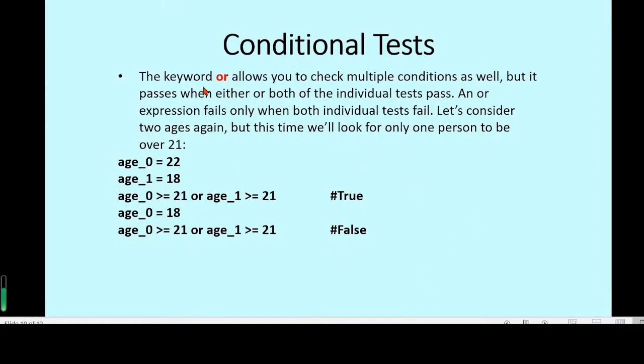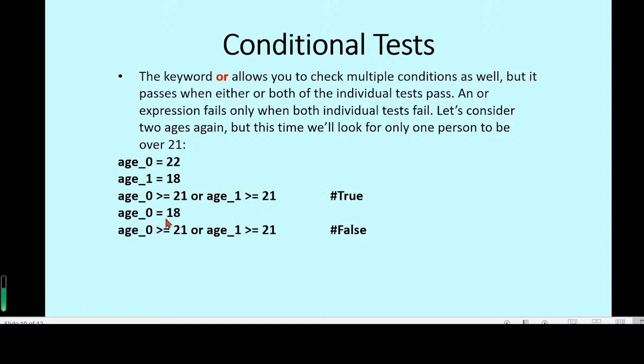And you can also use the keyword OR, which allows you to check multiple conditions as well, but it passes when either or both of the individual tests pass. So an OR expression fails only when both individual tests fail. So let's consider two ages again, but this time we will look for only one person to be over 21. So these two persons are 22 and 18 years old, then we test if one of the persons is older than 21, the result will be true.